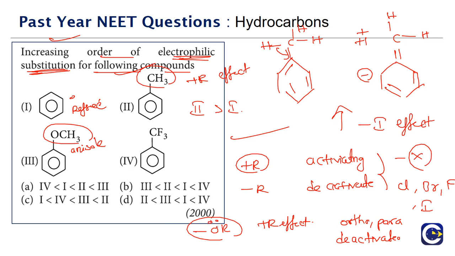So oxygen will have the lone pair of electrons that can be rotated towards the ring, and this would mean that the ring is going to be activated. So here the ring will activate to a larger extent than in the case of toluene. Okay, so here the plus R effect of the OCH3 group will be more prominent than the plus R effect that is shown by the methyl group. So hence compound 3 will be more reactive than 2.